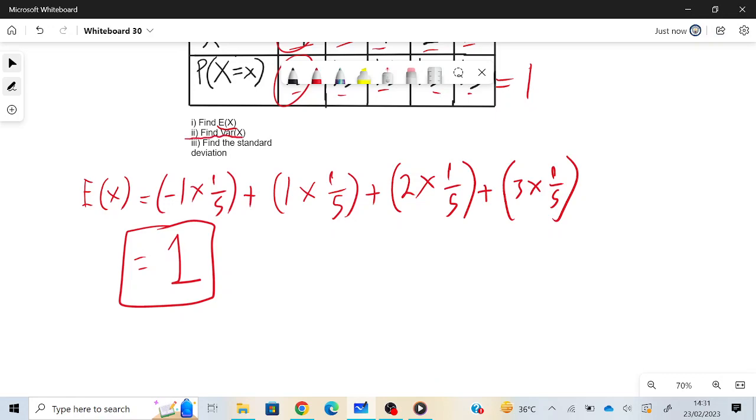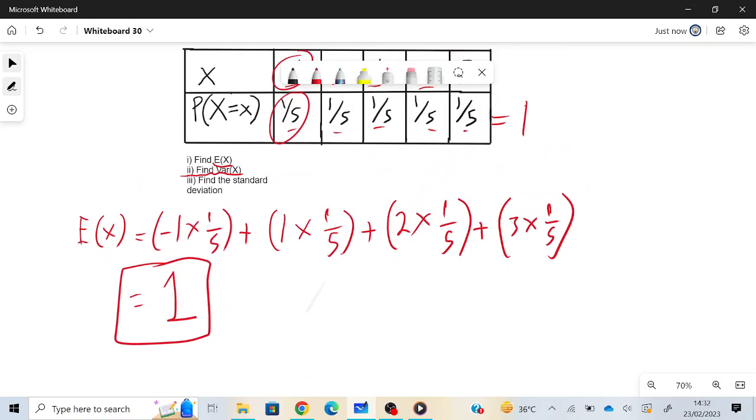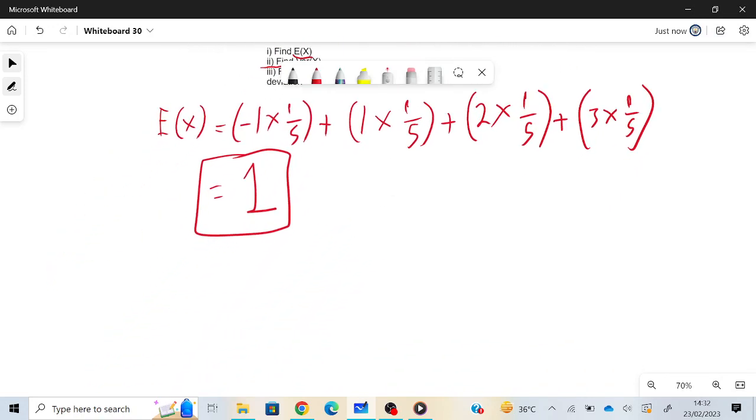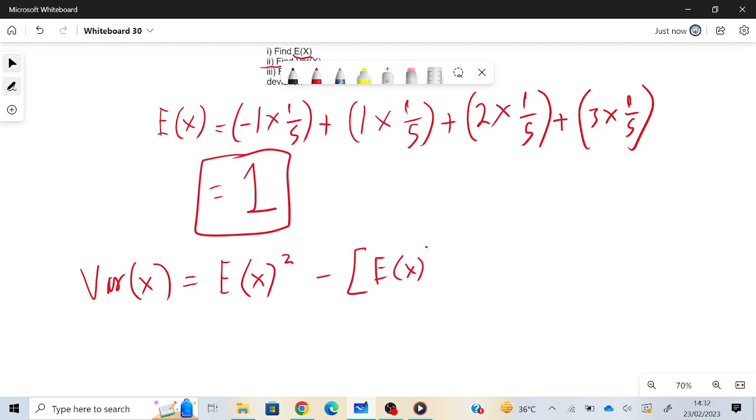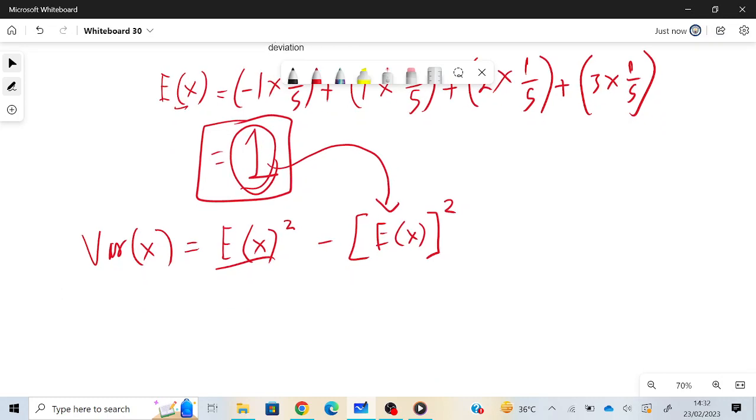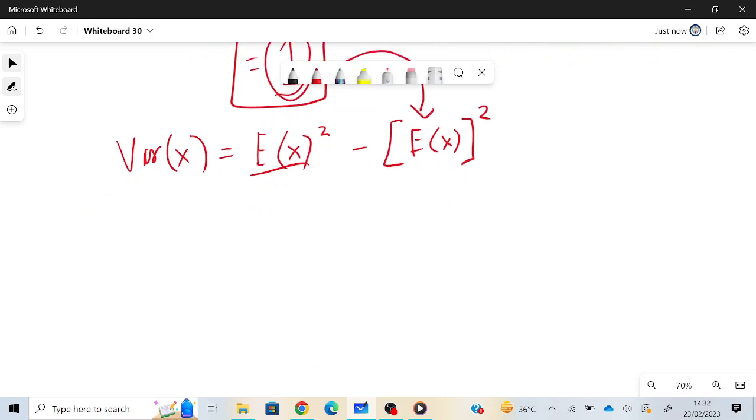Part II says find var of x, so find variance of this question. Now, from our formula, as I said before, var of x is equal to the expectation with the x squared minus the whole of our expected value all squared. So this one is simply our expected value, so we can just put this over here and we'd have minus 1 squared. It's this part that we need to find. So now we need to square all our values for x and times them by their respective probabilities.